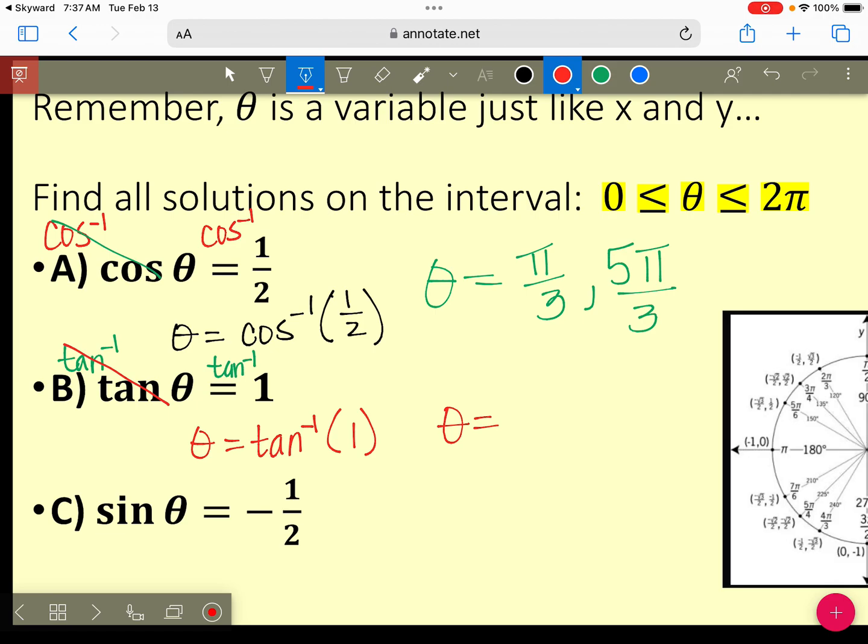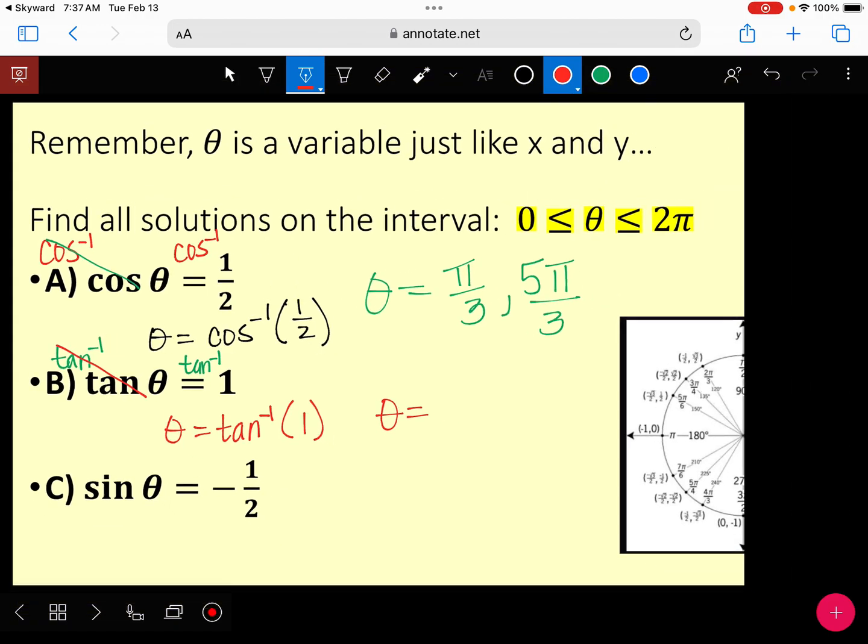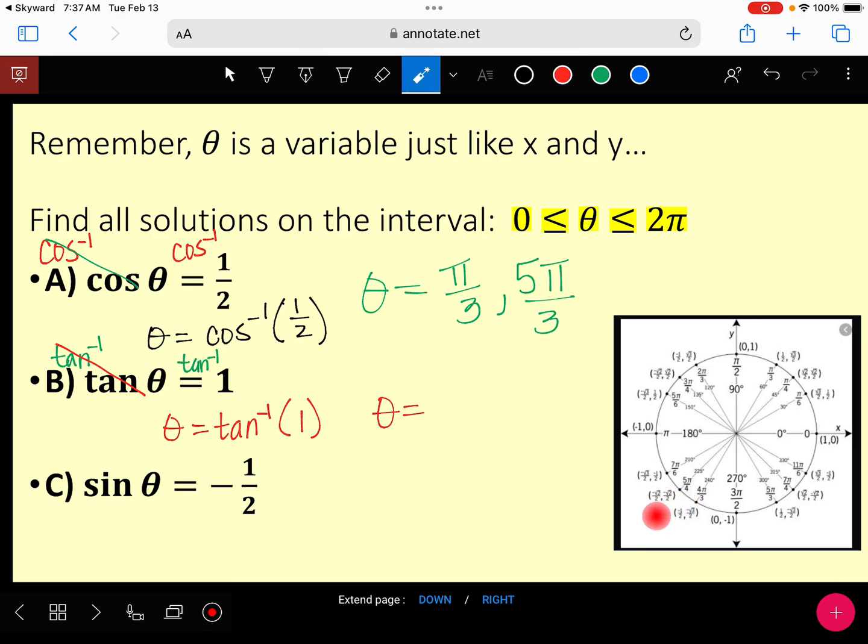Show me with your fingers what other quadrant has a positive tangent. Quadrant 1 has positive tangent. What other quadrant has a positive tangent? 3. Because in quadrant 3, remember, when you divide two negatives, you get a positive. Tangent is division. In quadrant 3, when you're dividing two numbers that are negative, you get a positive. So I'm looking for an answer in quadrant 1, and I'm looking for an answer in quadrant 3. Go ahead and tell me those two answers, those two angles.